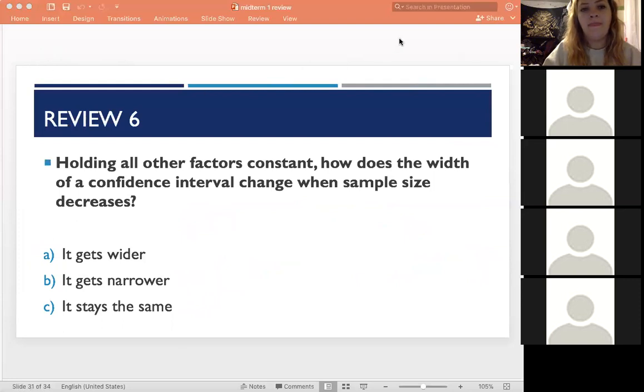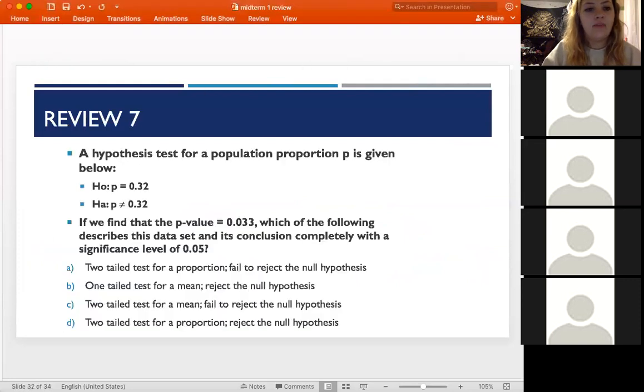All right, a hypothesis test. Oh, sorry. A hypothesis test for population proportion. P is given below. So we got our p value 0.033, and we have our alpha being 0.05. So go ahead and let me know what you think to describe this data set for A through D, and then we will review it together.